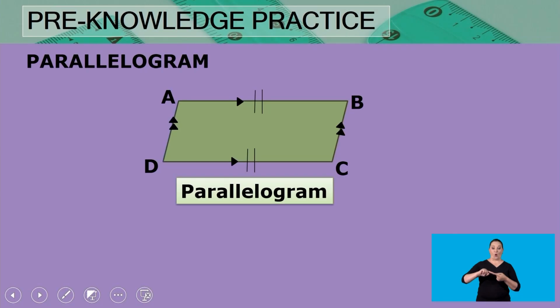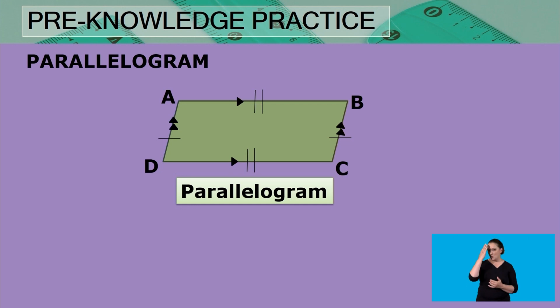What else do we know about a parallelogram in terms of its sides? We know that the opposite sides are equal. That is the symbol that we use to show that these sides are equal. So now we know that AB is equal to DC. What else do we know about the sides? Yes, the other two opposite sides are also equal.